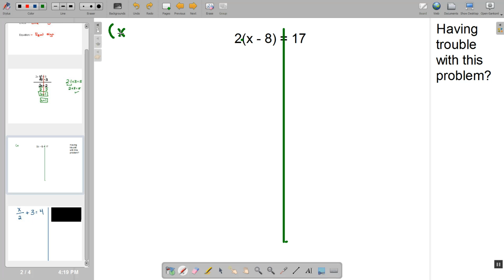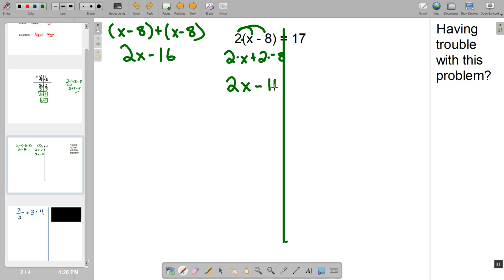And on the side, I'm going to write it the long way. You do x minus 8 plus x minus 8. That means 2 times this, which would be 2 x's, and negative 8 plus negative 8 is negative 16. Now, the shortcut is called the distributive property, because you are going to distribute the 2 into both terms underneath the parentheses. So this becomes 2 times x and 2 times negative 8, which gives us the same thing we did over here, 2x minus 16 equals positive 17.